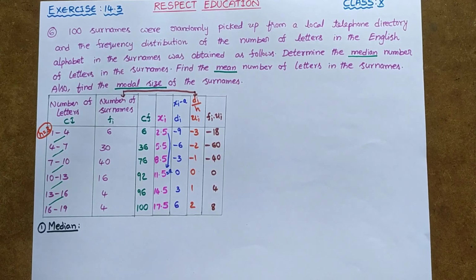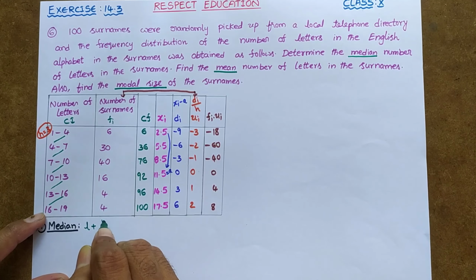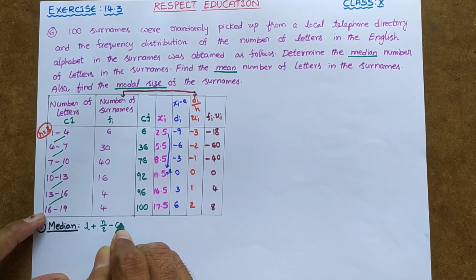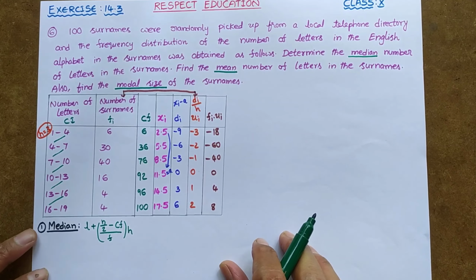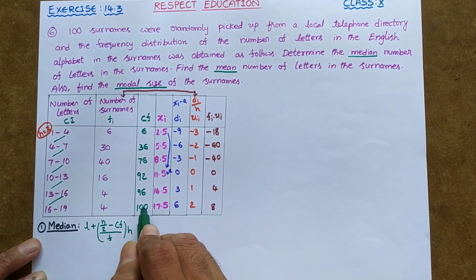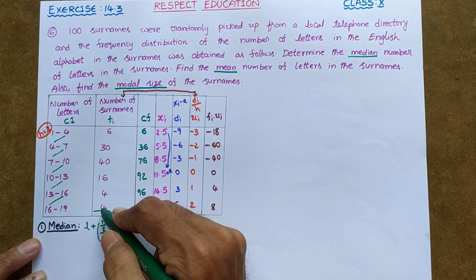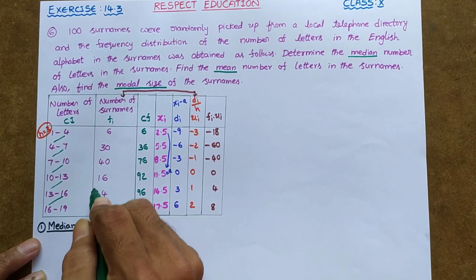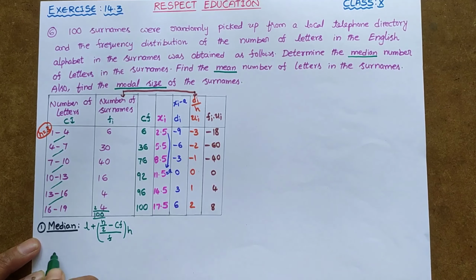So let us find median. The formula for median is L plus (n by 2 minus Cf) by F into H. Now let us find these values. First, this total: 6 plus 6 is 12, plus 4 is 16, plus 4 is 20. Here 2 is carry forward, 2 plus 1 is 3, 3 plus 4 is 7, 7 plus 3 is 10. So it is 100. So here we can write n is equal to 100.